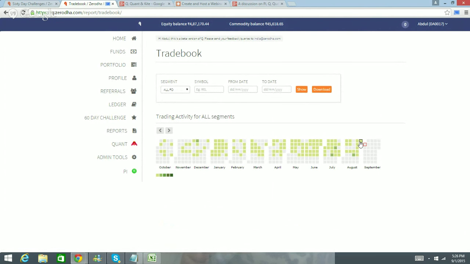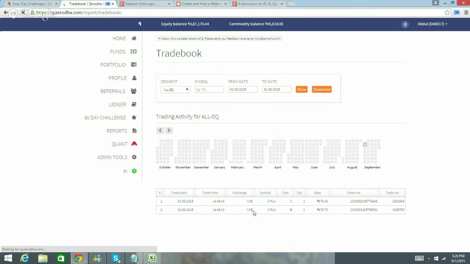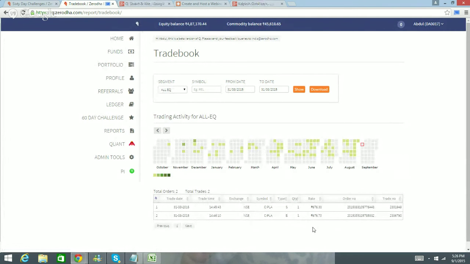If I want to know Monday 31st August what trades happened, I click on it. I know there are 2 equity trades. I click on this. My internet is slow, but anyway, these were the 2 trades that happened in Hanan's account yesterday. So it's a nice little way of looking at it.